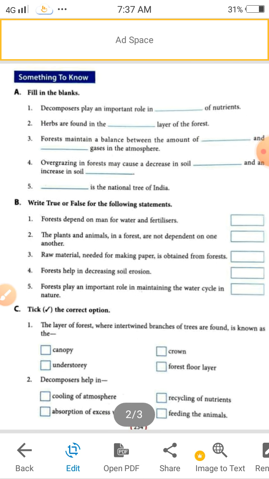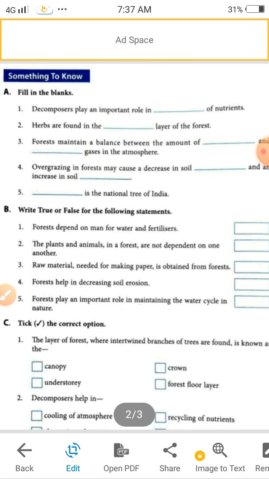In these layers, shade-living plants exist. Next are the fill in the blanks. First: decomposers play an important role in the dash of the nutrients. We have to fill in this blank: cycle. Decomposers play an important role in the cycle of the nutrients. Second: herbs are found in the dash layer of the forest.